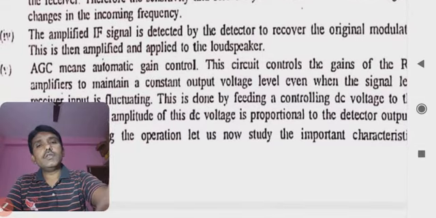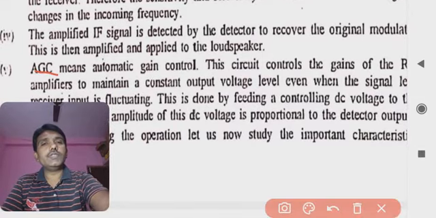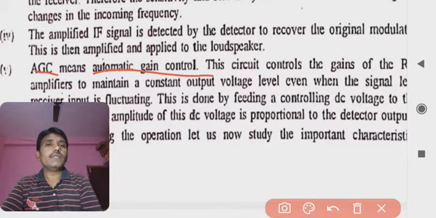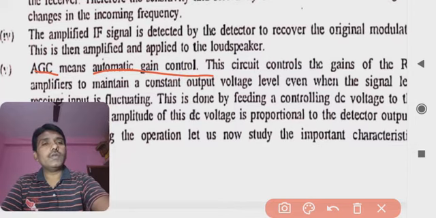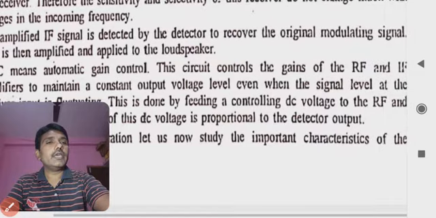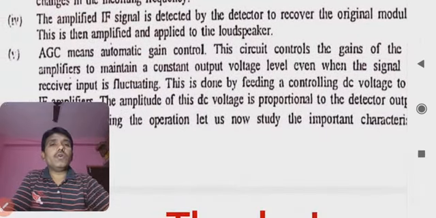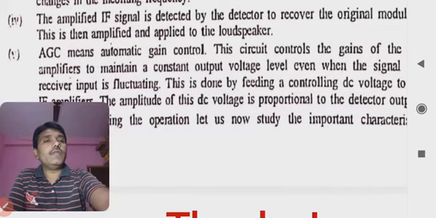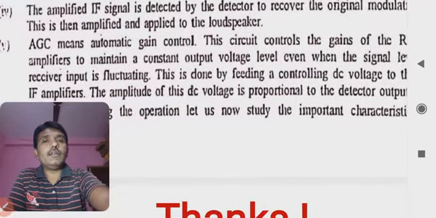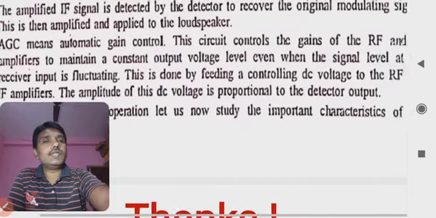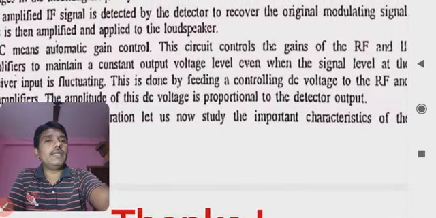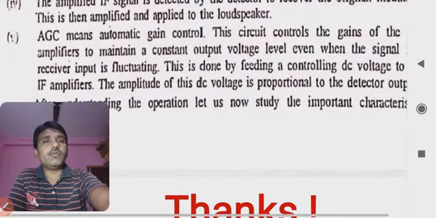There is also, as I told you already, the AGC, that is automatic gain control or controller. This circuit controls the gain of the RF and the IF amplifier based on the detector's output, to maintain a constant output voltage level even when the signal level at the receiver input is fluctuating. So this AGC plays a very important role in maintaining the RF and IF at a constant output voltage.